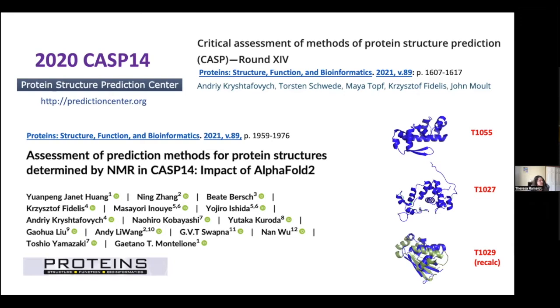So for these structures, we don't have an X-ray crystal structure, but we also included them in this paper to analyze how the NMR structures compare with the NMR data, and how AlphaFold structures compare with the NMR data.